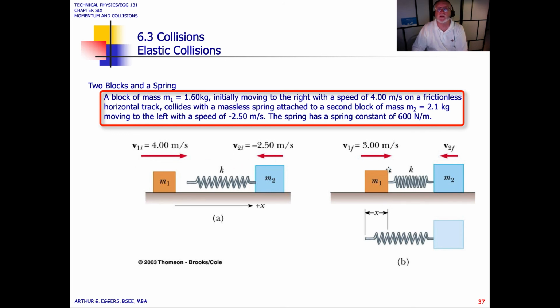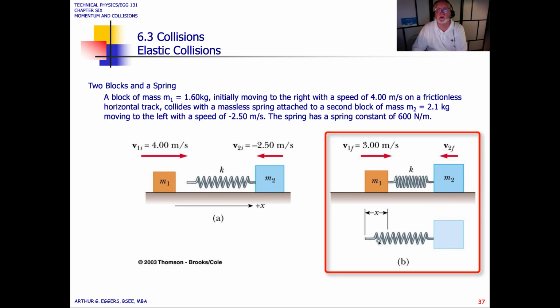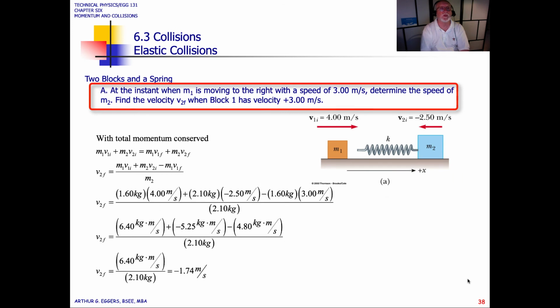What's going to happen? The two are going to collide with each other, mass 1 and mass 2. The spring is going to do its thing, and we're going to measure the displacement of the spring going into compression as the distance for this problem. So at the instant that mass 1 is moving to the right with the speed of 3 meters per second, we want to determine the speed of mass 2. We need to find the velocity 2 final when block 1 has a velocity of 3 meters per second.